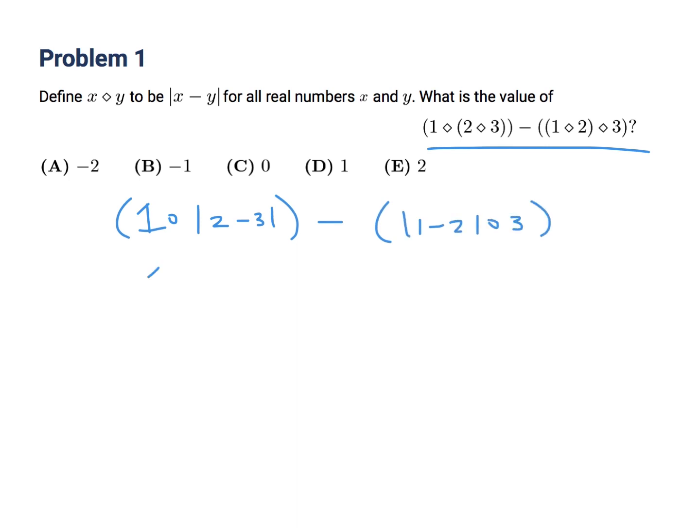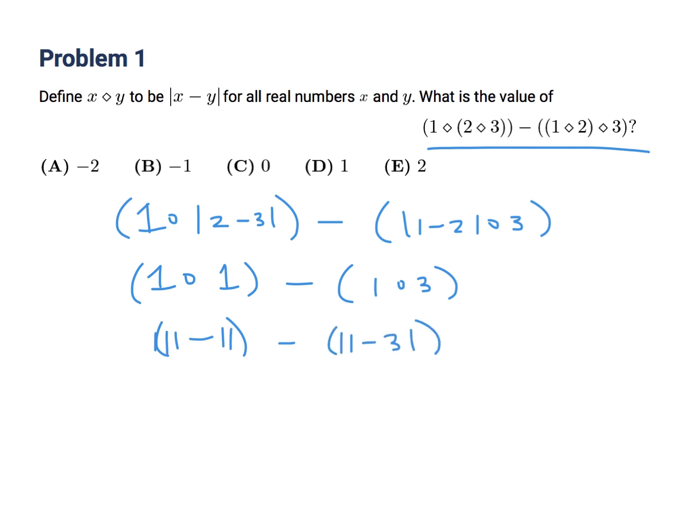So this becomes 1 symbol, that's going to be 1. And then this will become 1 symbol 3. Again, using the definition, this is going to be 1 minus 1, and this will be 1 minus 3, absolute value. Don't forget about the absolute value. So this will be 0, minus 2. So this will just be minus 2. You can put in the equal signs, but you don't really need to since you only need the answer, which is A.